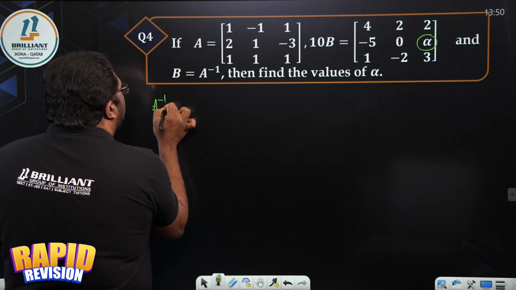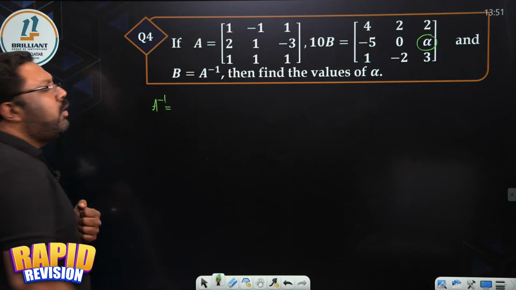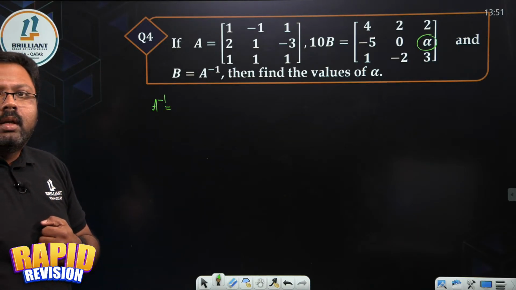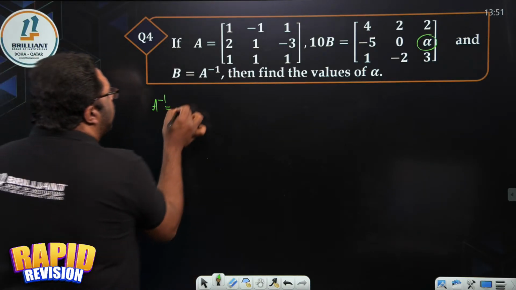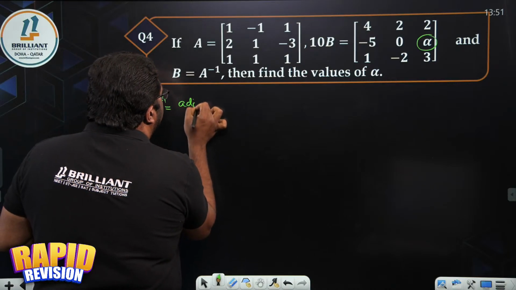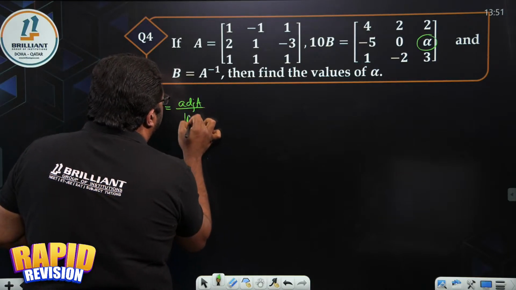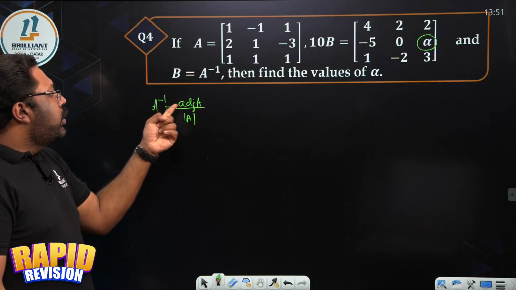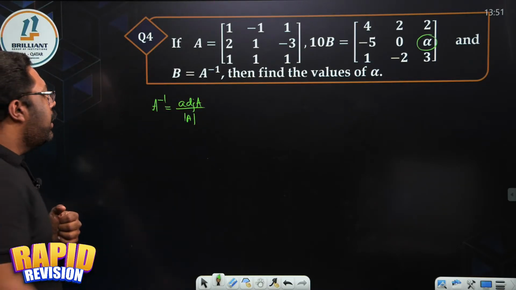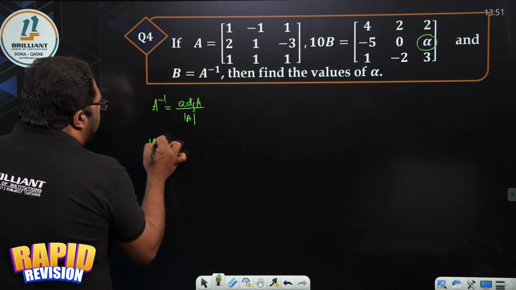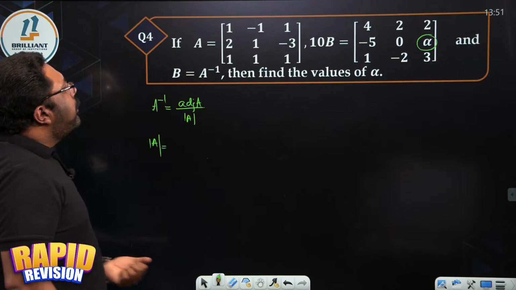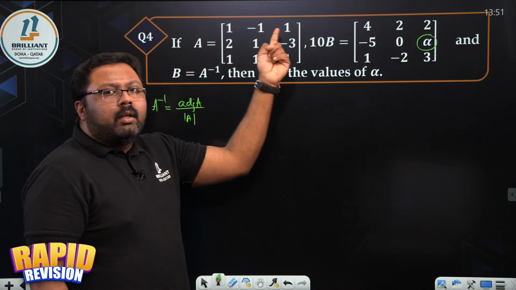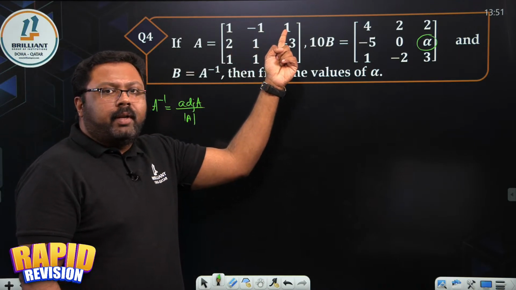Let me first ask you how to find the inverse of a matrix. Everybody can say it's adjoint of A by the determinant of A. Simple formula, adjoint of A by determinant. So first let me start with the determinant of A. I believe everybody knows how to find the determinant of a 3 by 3 matrix.